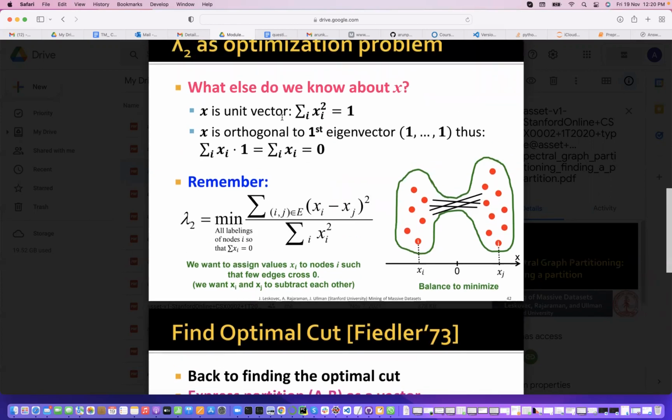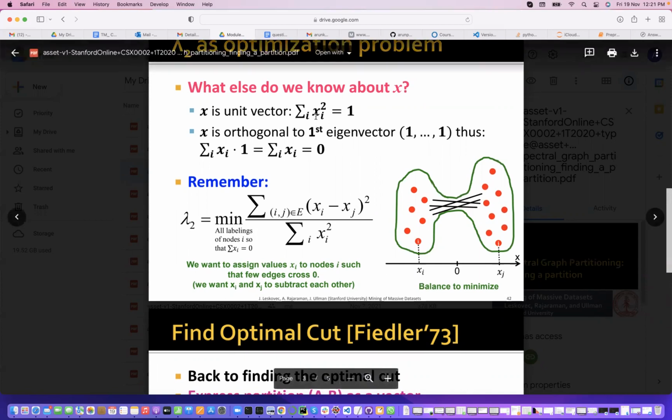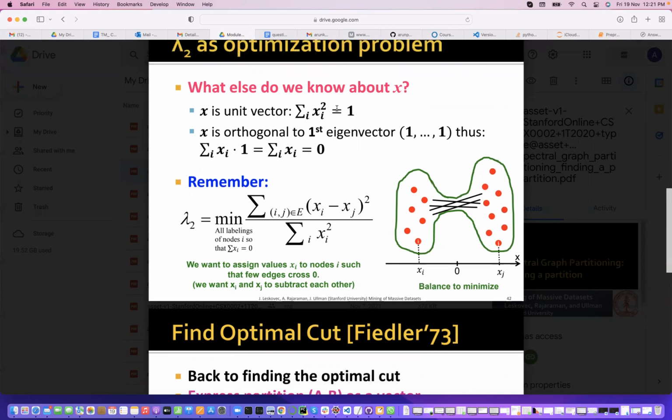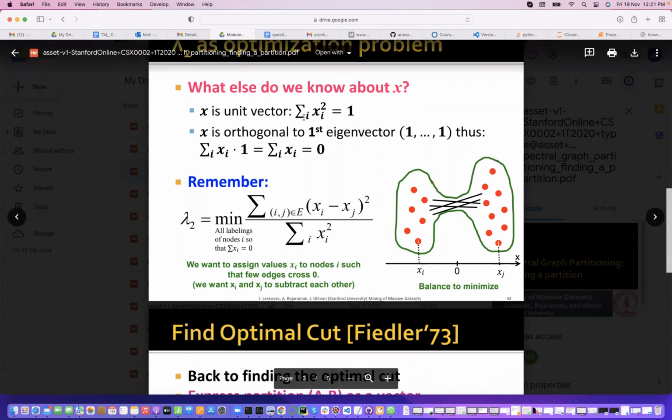X is a unit vector. Usually unit vector means the norm is 1. The vector whose norm is 1 is called a unit vector. The norm is nothing but the square root of the summation of all component squares. But anyway, it is 1, and root 1 is also 1. So if x is a unit vector, then it should satisfy sigma over i of xi square equal to 1.